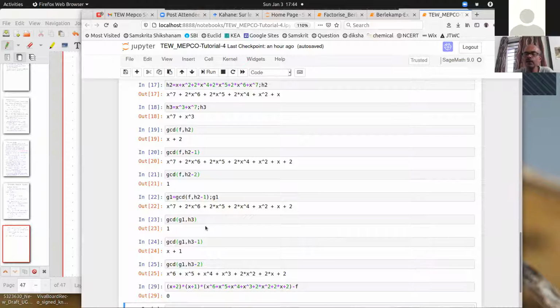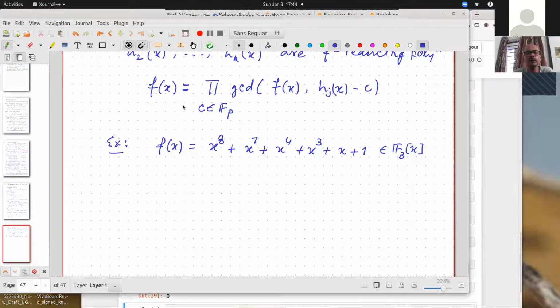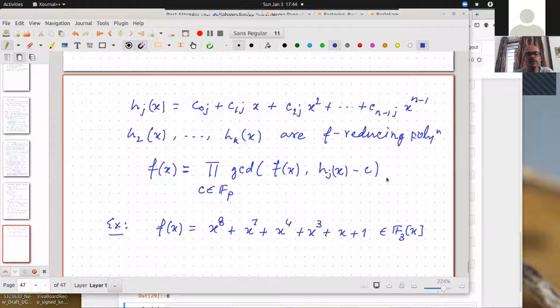But the program takes a lot of time to calculate the GCD. So that is wasteful. In fact, I can tell you from here. Since you are using this, f(x) is factored as the product of the GCD of f(x) and h(x) minus c. So if you can characterize the elements c of the finite field such that the GCD is 1 and then avoid them, that will save a lot of computing time. And that is what is done in more efficient algorithms.